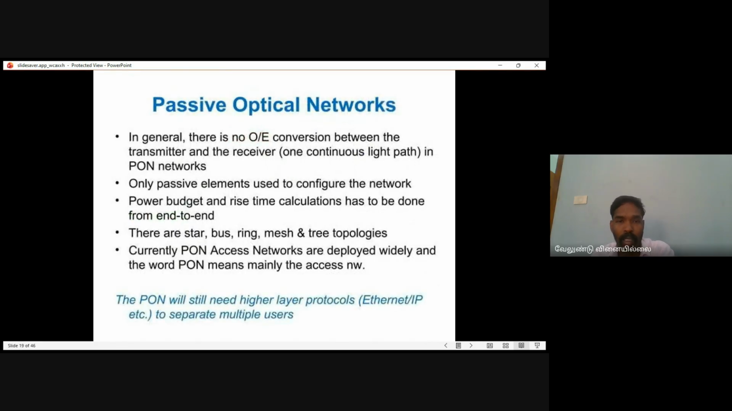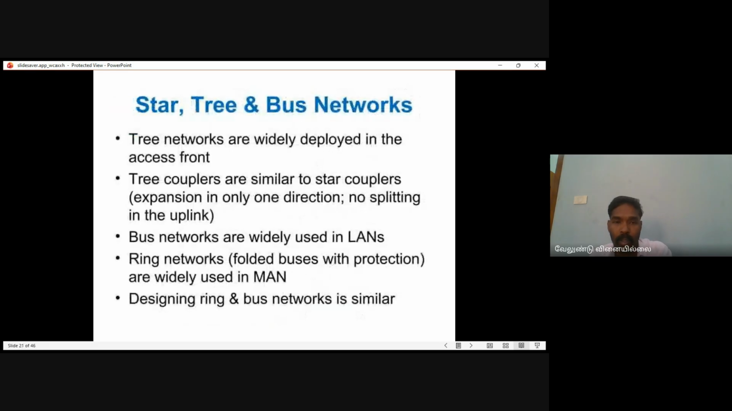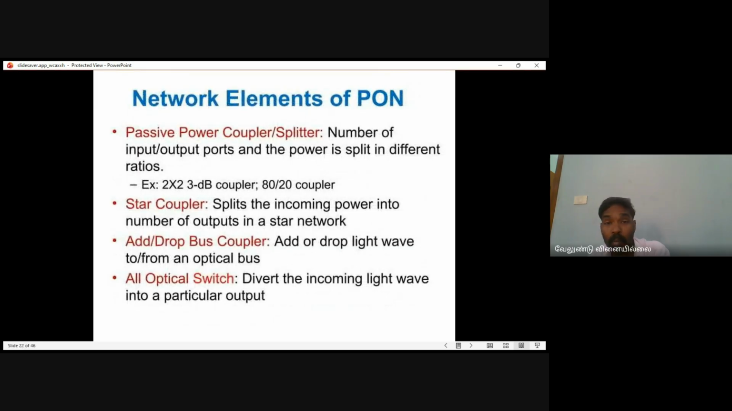So passive optical network. In a passive optical network, we are using only the connectors and topologies and all, in that kind of network end to end. It's called passive optical network. You can say basic PON. PON means passive optical network: bus topology, ring topology, and star topology. You know that very well from the previous classes, so I'm skipping it. The star and bus networks we know very well.